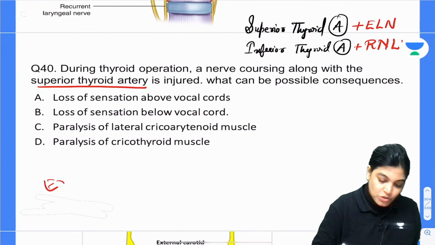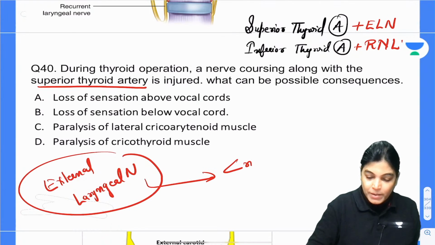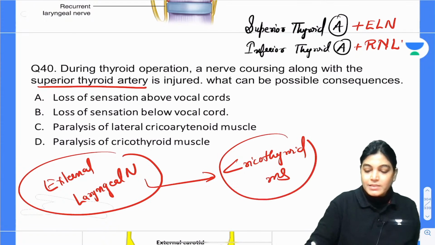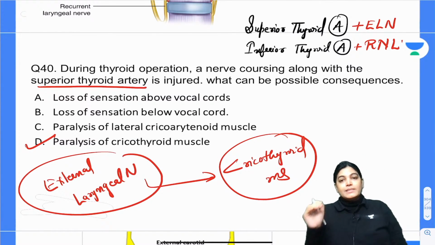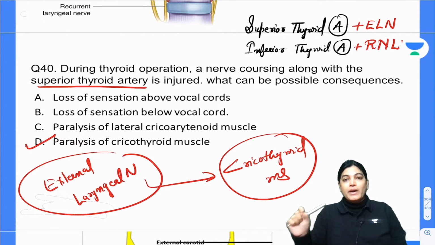Which nerve will be injured in this case? External laryngeal nerve. And we know that external laryngeal nerve supplies which muscle? Cricothyroid muscle. It is supplying only one intrinsic muscle of the larynx. So D is the correct answer. So it will lead to the paralysis of cricothyroid muscle.